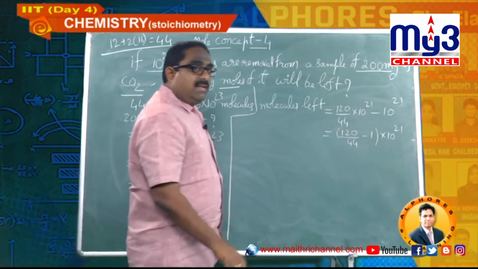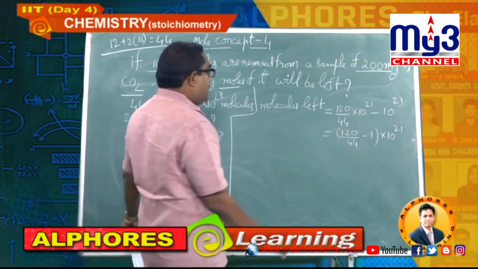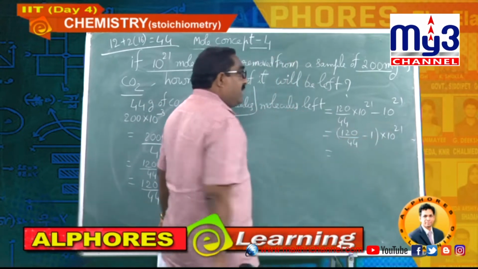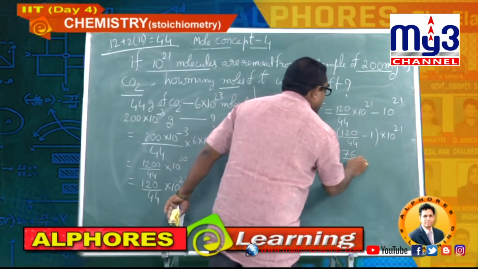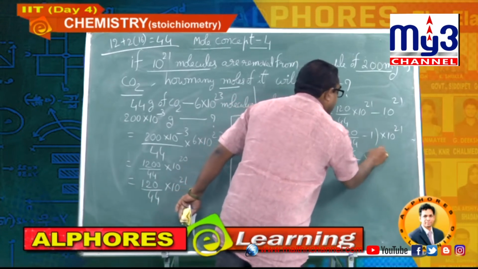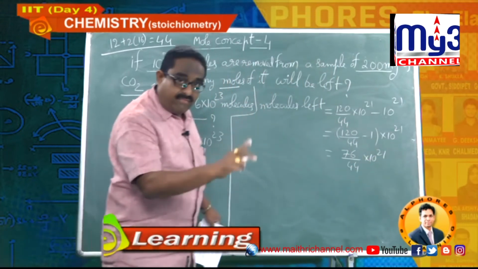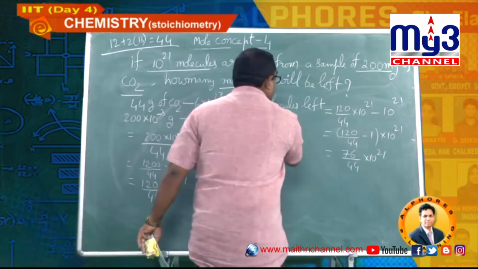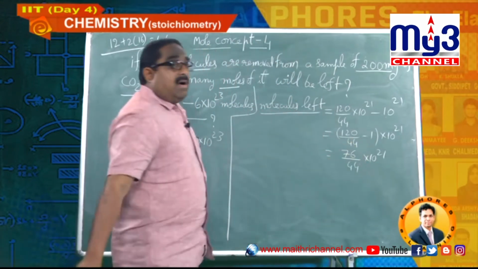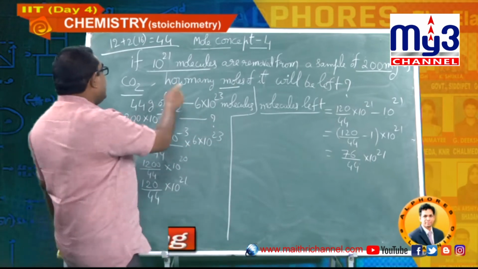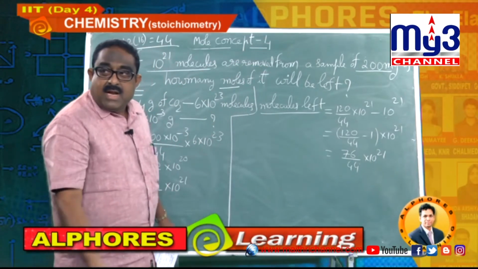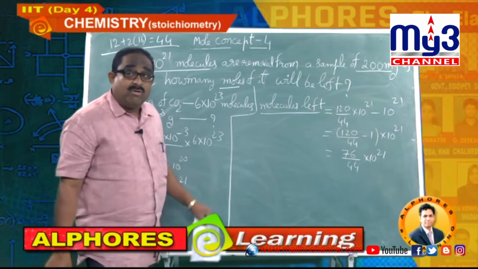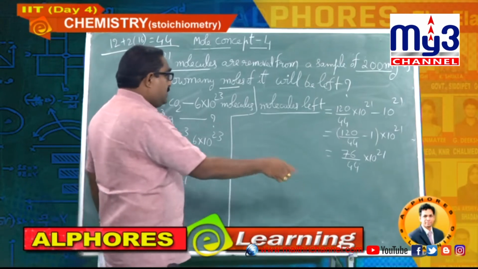Take it as common factor and make it as LCM and subtraction. So 120 minus 44, 76 it is. So 76 by 44 into 10 power 21 molecules are left. But in the question, he has asked how many moles of it will be left. Now you have to convert these molecules into moles.